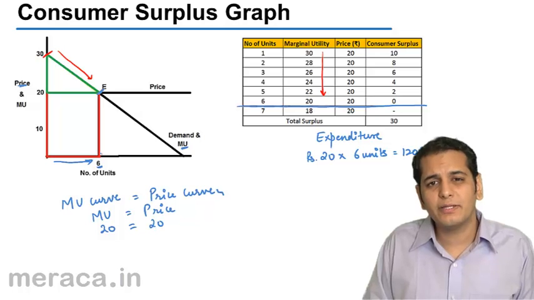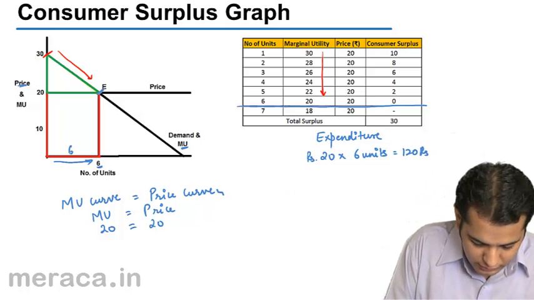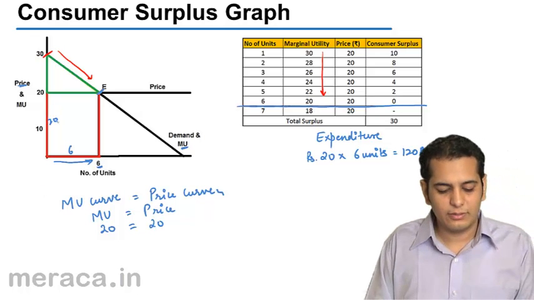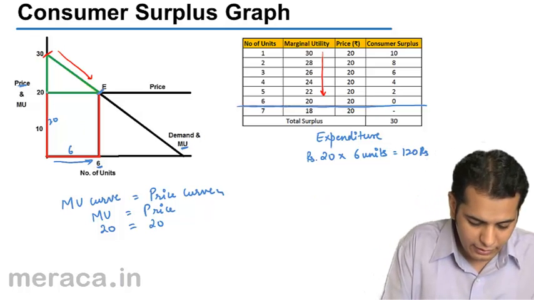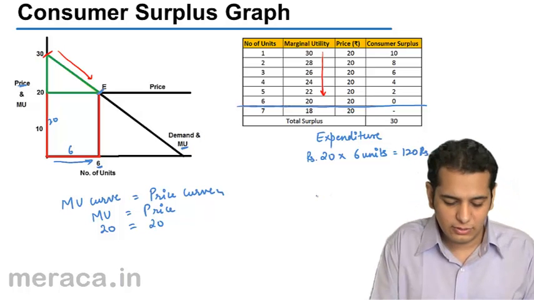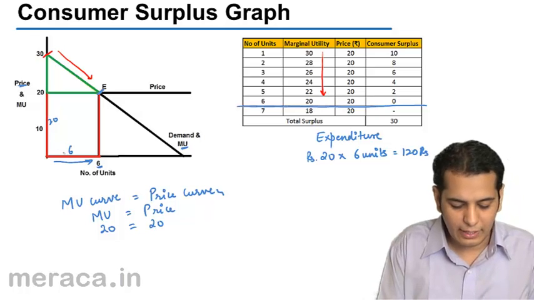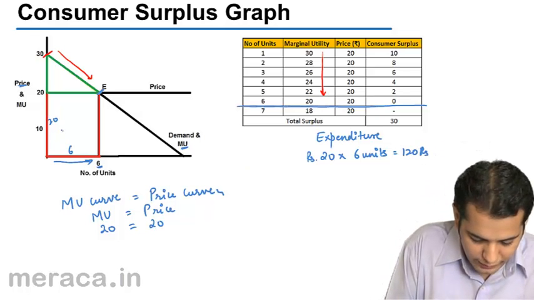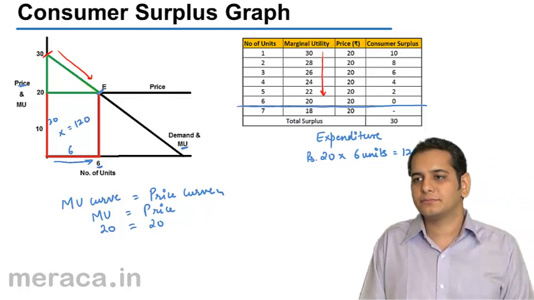This can also be calculated with the help of the graph. This is 6 and this is 20, and this is a rectangle. The area bordered with the red ink is a rectangle where the length is 20 and the breadth is 6. So the area will be 20 into 6, which equals to 120.